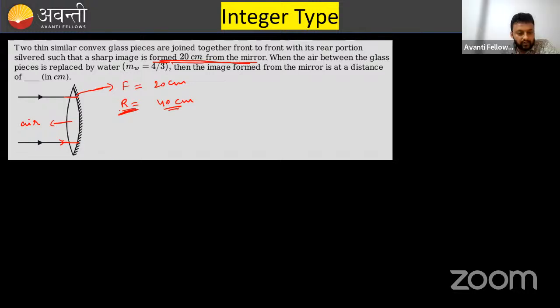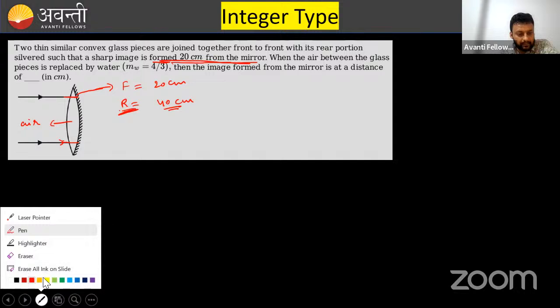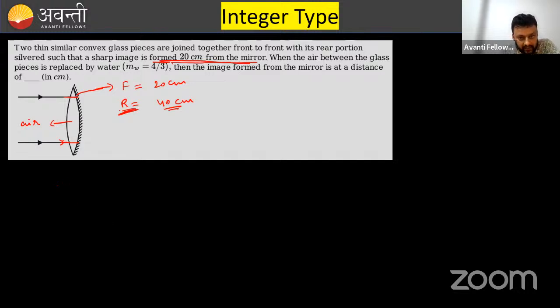So now I have filled water in this lens. For example, let's draw it once again. I filled water in the lens. So now the refractive index is given. This surface is polished. Rays are again coming from infinity.